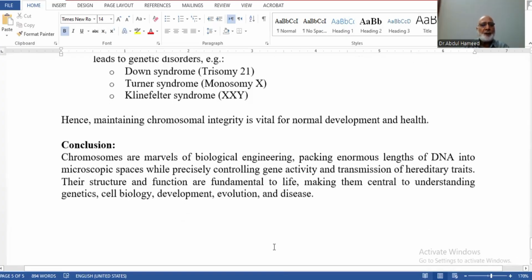What is the conclusion? Chromosomes are marvels of biological engineering, packaging enormous lengths of DNA into microscopic spaces while precisely controlling gene activity and transmission of hereditary traits. Their structure and function are fundamental to life, making them central to understanding genetics, cell biology, development, evolution, and the onset of certain diseases if they are genetic in nature. So that is all about chromosome structure, function, and chemical nature. This is the end of unit number 4.